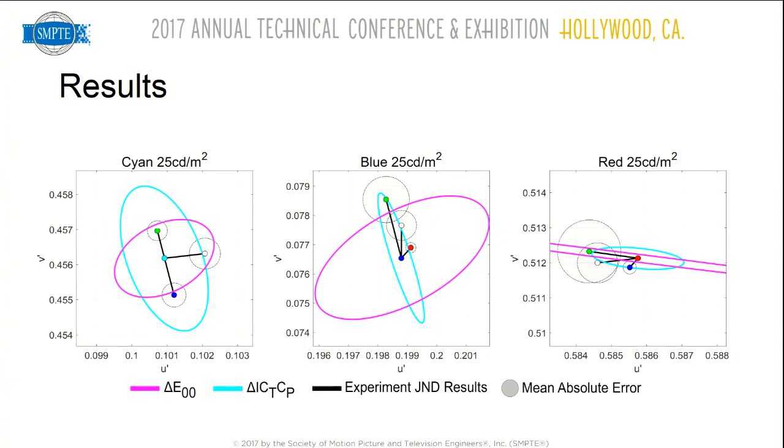I will point out that delta ICTCP is Euclidean distance, roughly, in ICTCP. So there's definitely room for improvement, but as a metric, overall, it performs significantly better than the most commonly used metric today.